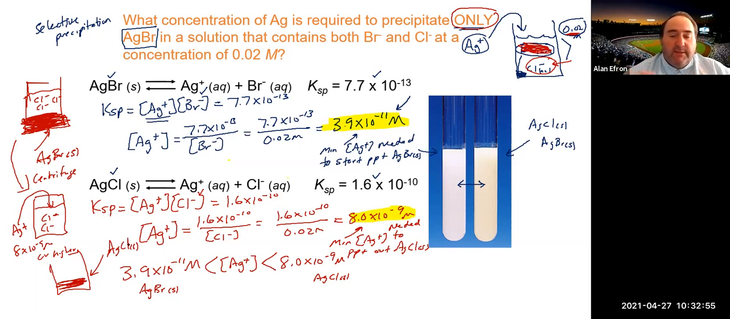So by controlling, in this example, the silver concentration and using our KSP values to help us understand what concentration is needed, we can, in a process, precipitate out the bromide as silver bromide first, leaving the chloride still floating around. Once we feel very confident that we have got rid of all the bromide, we don't see any more white solid forming, we increase our silver concentration, in this example, to 8 times 10 to the minus 9. We once again should start seeing some white solid form. That again is silver chloride in this case.